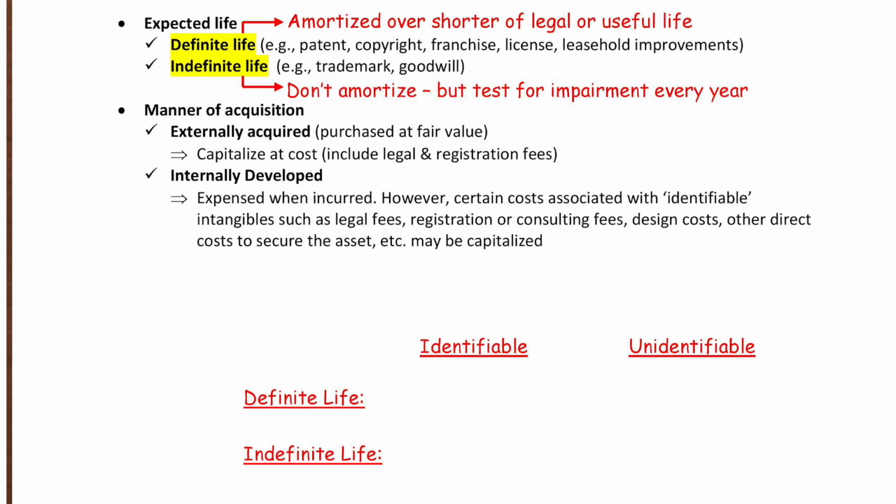Now for the row for definite life intangibles, under the identifiable column, write patent, copyright. So two good examples of definite life identifiable intangibles. In the row for indefinite life, under the column for identifiable, write trademark, because trademark, that's an indefinite life identifiable intangible asset. For indefinite life unidentifiable intangible, write goodwill, because goodwill, it's got indefinite life and it's unidentifiable.